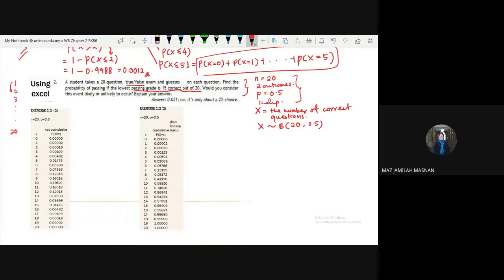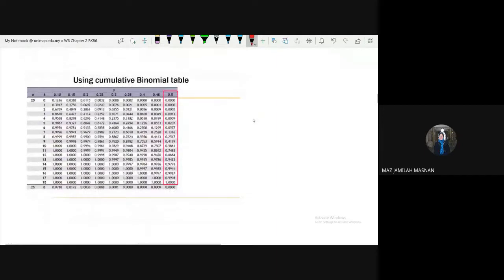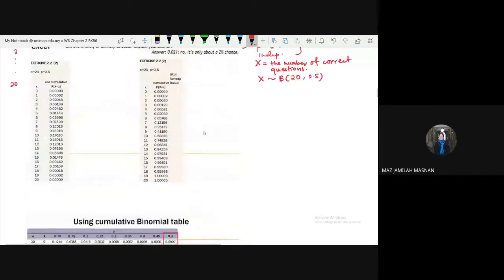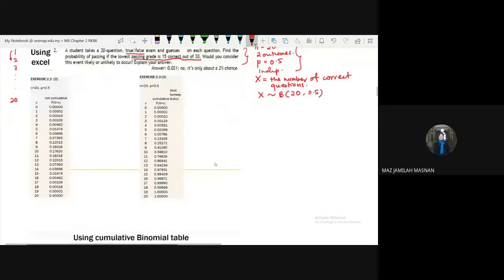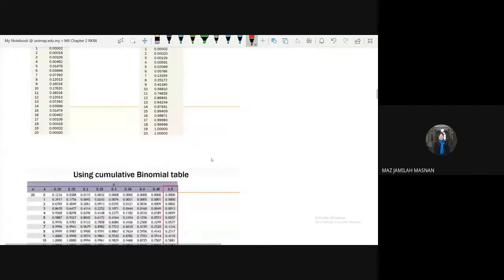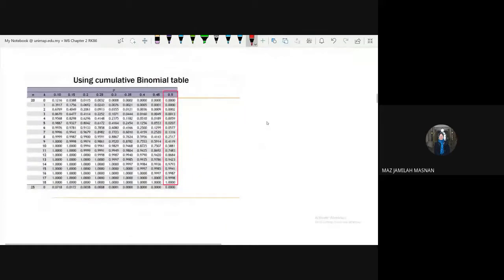Now this one is actually from Excel. I have two options. Since our time has been distracted by the problem earlier, which one do you choose? Do you choose using the binomial table or Excel? Class? Why don't we use the binomial table? Okay, just use the binomial table.